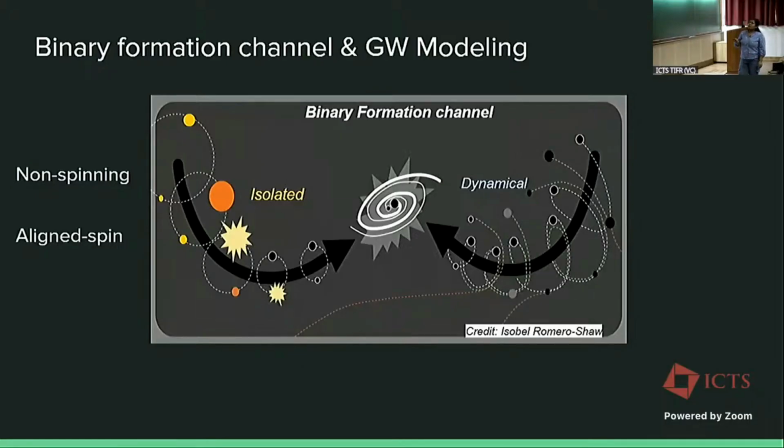And there is another formation channel called the dynamical formation channel, where the two black holes are in a binary in a dense globular cluster. There are other stars and other black holes that can affect the evolution. In these cases, the neighboring black holes or other objects in your globular cluster can affect your binary evolution, and it induces some eccentricity in the orbit. Also, there can be some spin precession, which is having spins of the black holes that are not aligned with the orbital angular momentum.